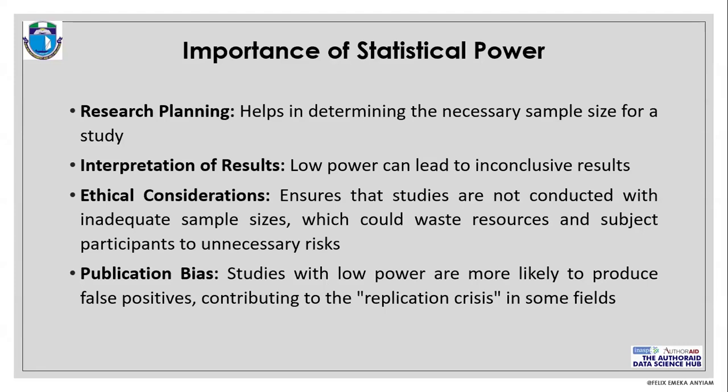And ethical consideration ensures that studies calculate their sample size appropriately and not guesstimate the number that they're going to use, because that will introduce bias and also publication bias as well. You know, because you would be producing false positives, making us accept a significant difference when a significant difference does not exist.